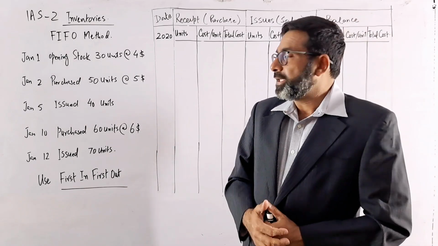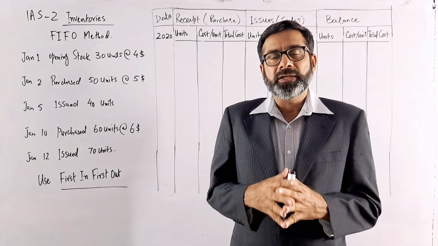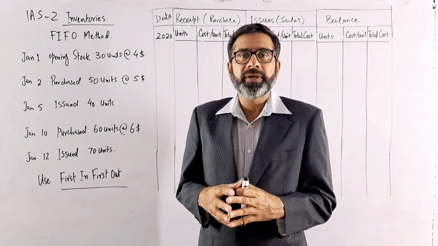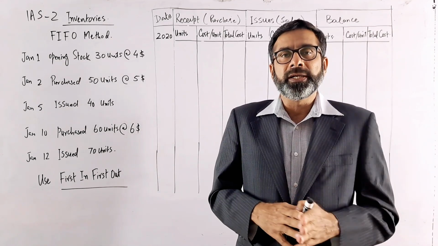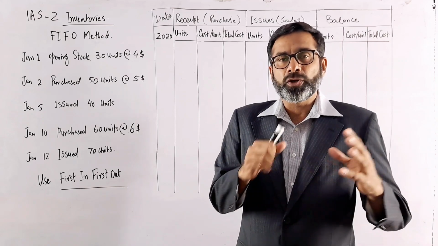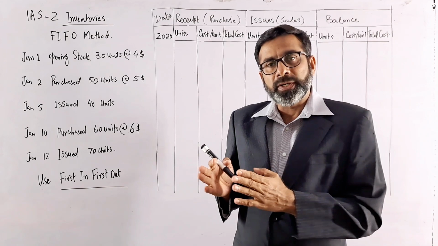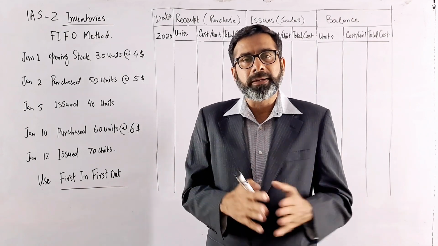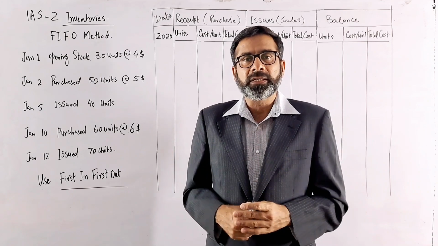We have started with IAS number 2, inventories. We have discussed the basic concept: what the concept of inventory is, which items should be included in the inventory, and which items should not be included. Then we discussed the cost and how it is calculated, then the concept of net realizable value, and the comparison for that. So these are the basic concepts.